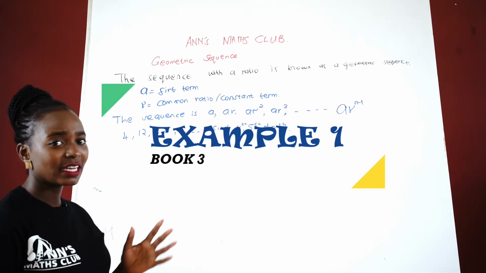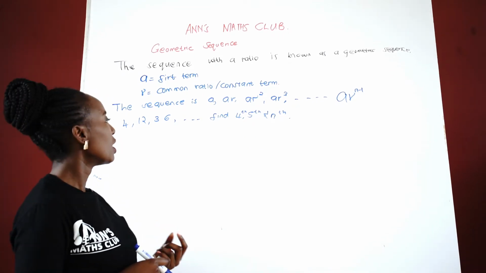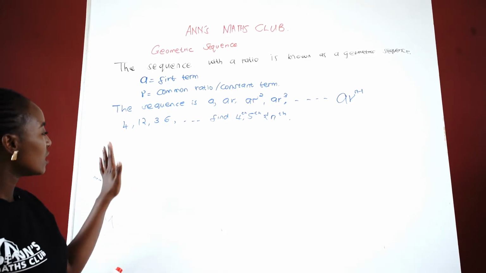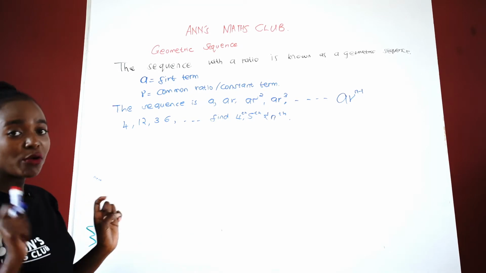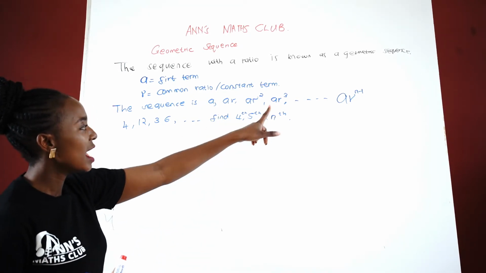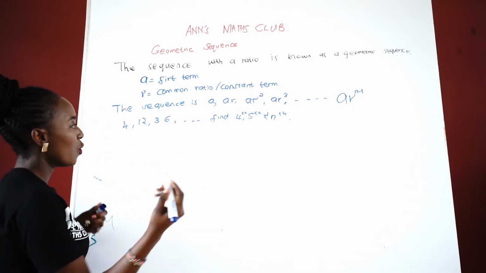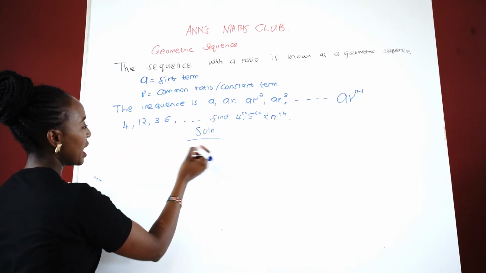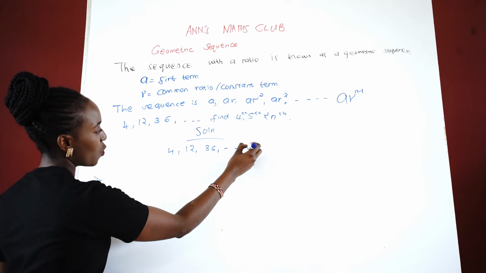Remember, as we are learning, this is from the Form 3 textbook. So let's get to it. We've been given a geometric sequence 4, 12, 36 going on. And we've been asked to find the fourth term, the fifth term, and the nth term. So always you can just come and say solution. We have 4, 12, 36, and so on.